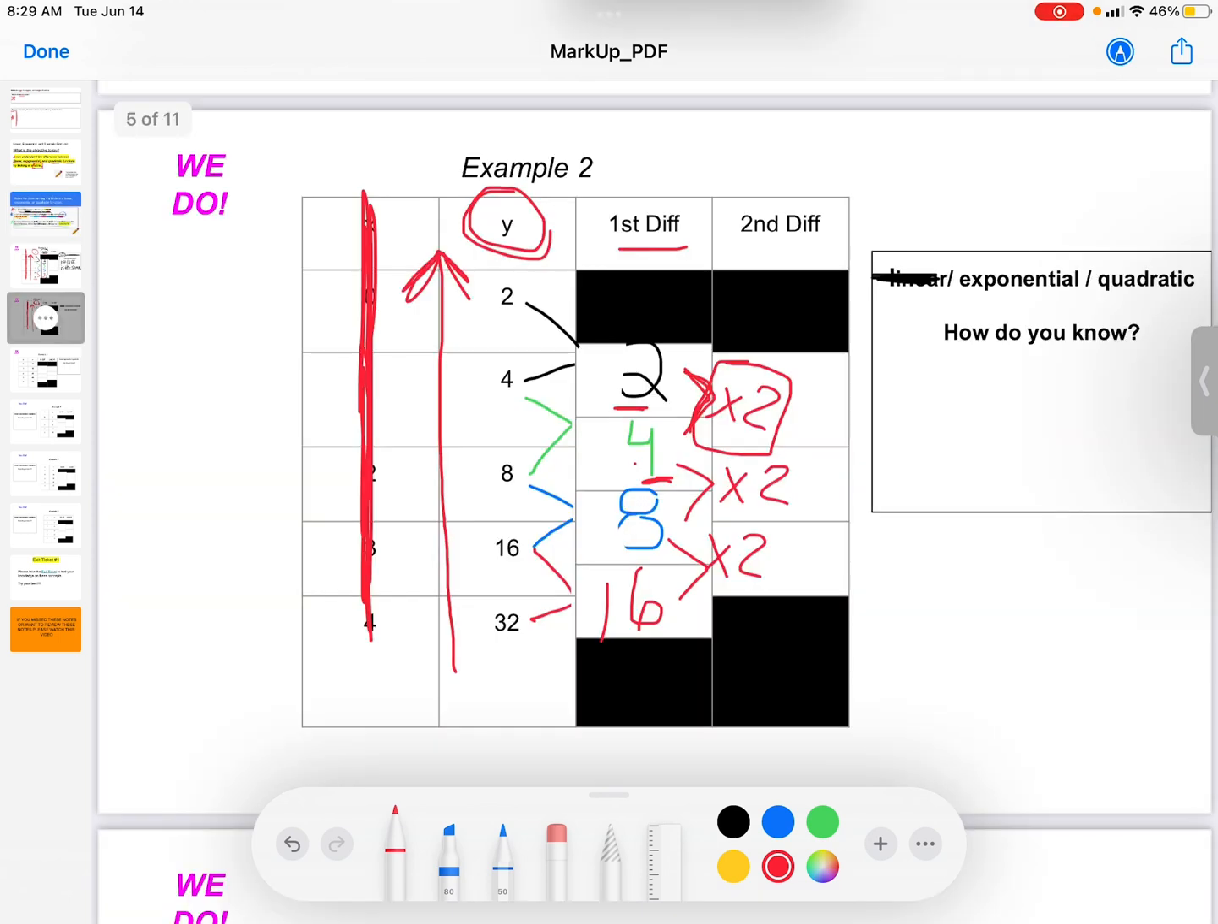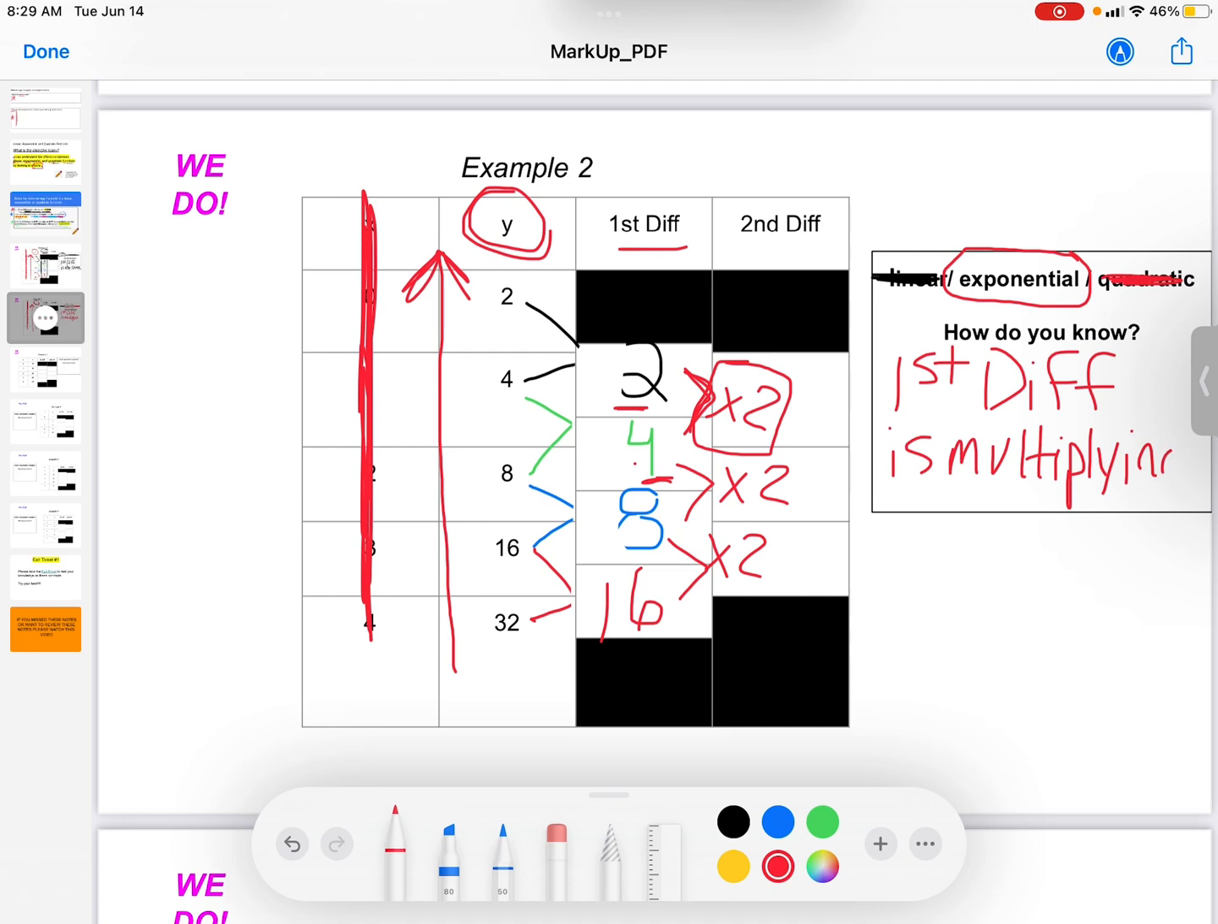So I know that this table, I'm going to circle or highlight or cross out the other ones. This table is exponential. And for that question, how do we know? Well, the first difference is multiplying by the same number.